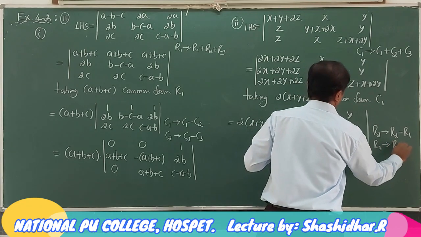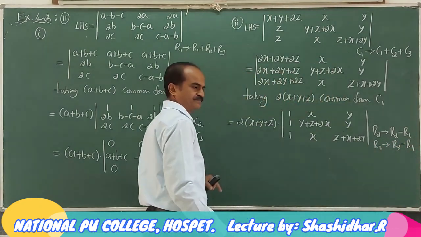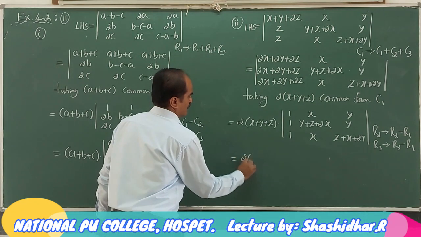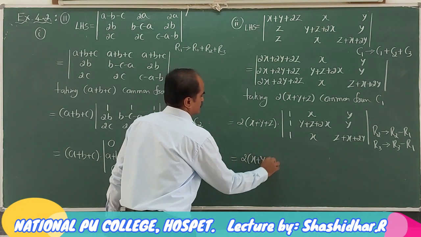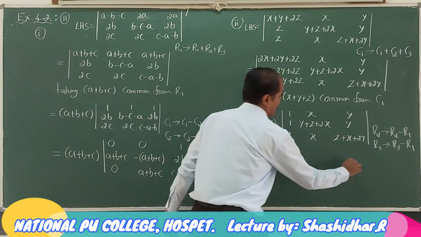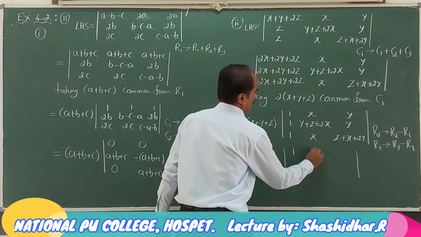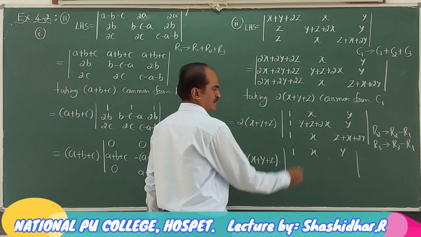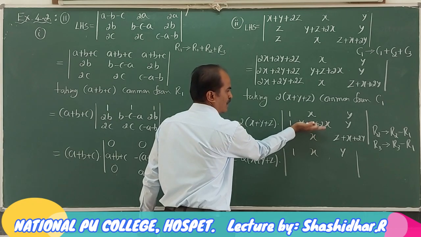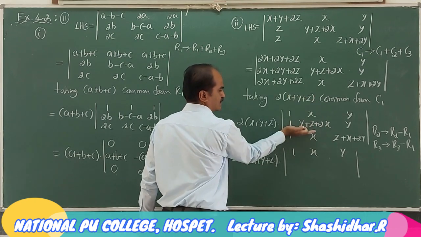R3 changes to R3 minus R1. It is 2 times x plus y plus z into the determinant. First row 1, x, y as it is. Now R2 changes to R2 minus R1.